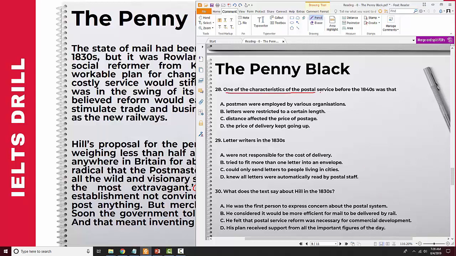One of the characteristics of the postal service before 1840 was that... Okay, now the keyword here is before 1840. So what does this tell you? It tells you that we have to look for the paragraph or paragraphs where they're talking about what used to happen before the Penny Black was introduced. So where do we have that? That's right in the beginning, right?